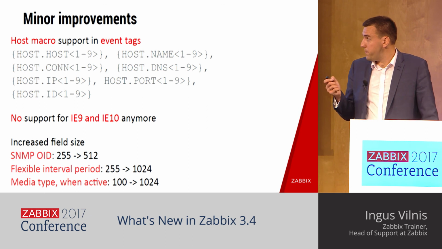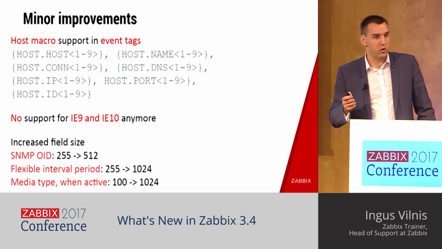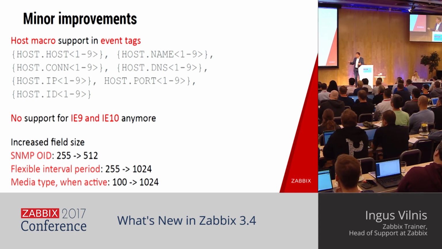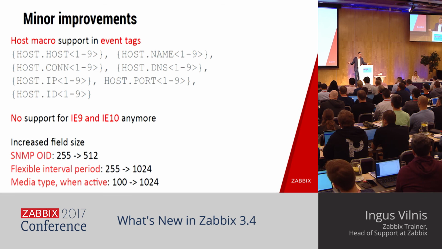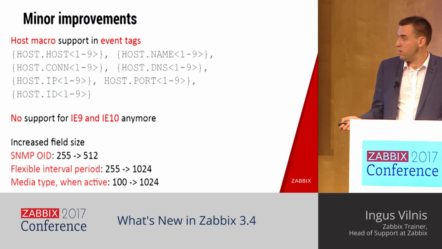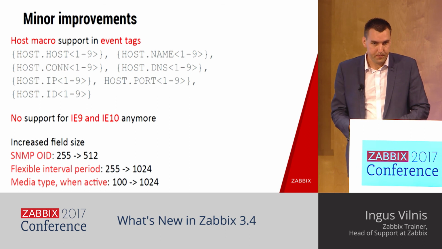Another new thing, increased field size for various things. Well, when configuring features, we thought that it would be enough with 255 characters for the SNMP OID. Apparently, it is not, because you guys have found even longer OIDs. So we had to increase this to 512. Now, well, good luck with finding an OID that long. Also, the flexible update interval period is increased from 255 to 2024, and also media types, when active, the fields are longer now.